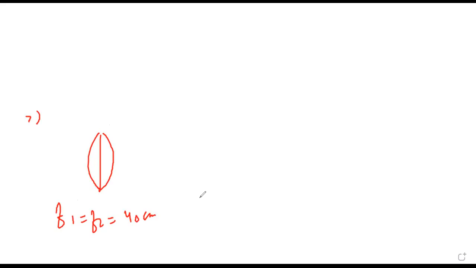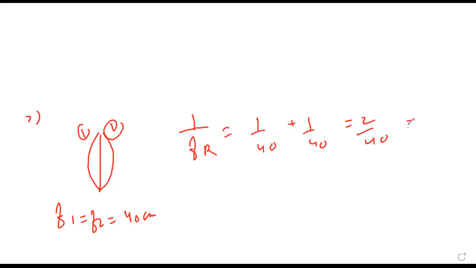I think this is a bit easy. Object should be placed at what distance? First I will find the resultant focal length, because the two are joined together. 1 upon f resultant is 1 upon 40 plus 1 upon 40, which is 2 upon 40, 1 upon 20. So fr is 20 centimeter.